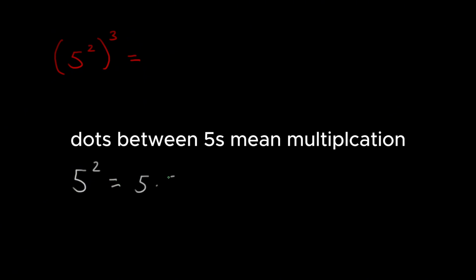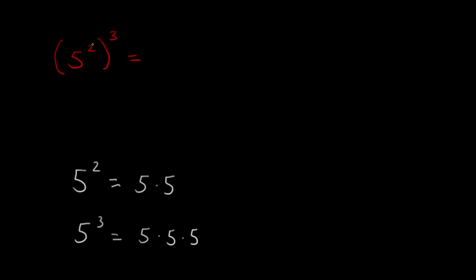Well, if we think about it, if we had 5 squared, this is the same thing as 5 times 5. And if we had 5 to the power of 3, this is the same thing as 5 times 5 times 5. Now, in this situation, we have a power of 3. So what we can do is we can just rewrite 5 squared 3 times.